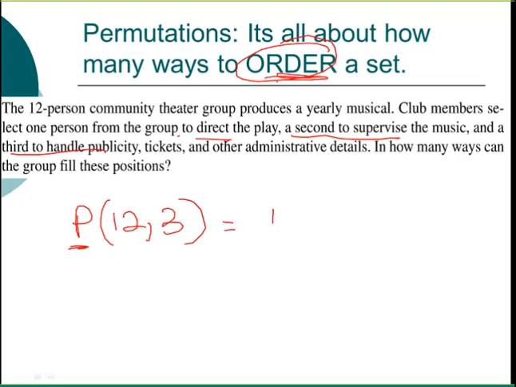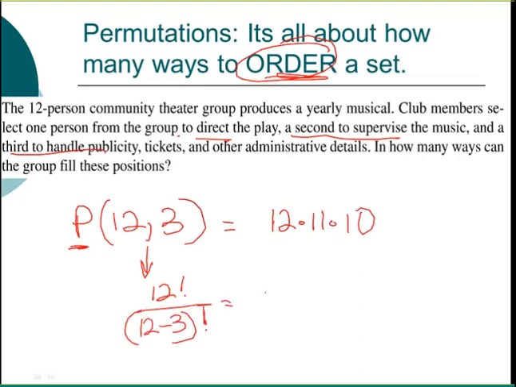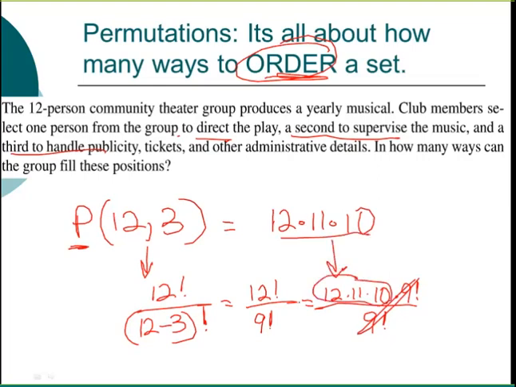So really this is saying I need 12 times 11 times 10. Or if you use the formula, it's 12 factorial over 12 minus 3 factorial. And that would give us 12 factorial over 9 factorial. And then that turns into 12 times 11 times 10 times 9 factorial, and the 9 factorials cancel. So either way, you got 12 times 11 times 10. And if I do that on my calculator, I get 1,320.